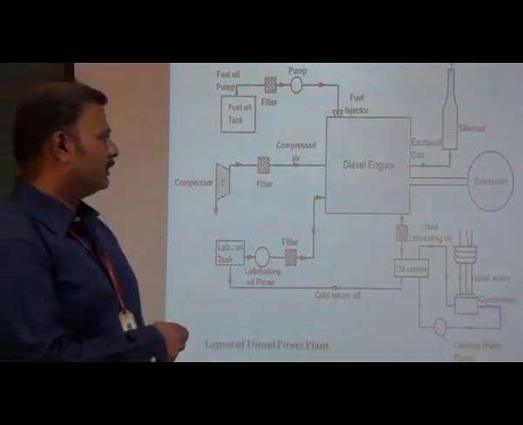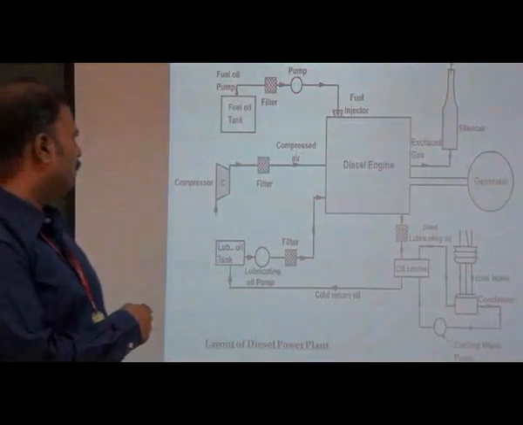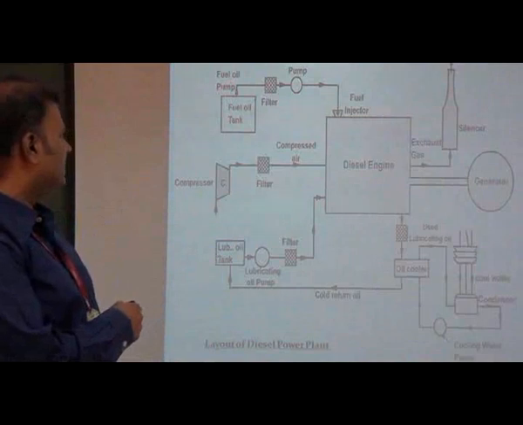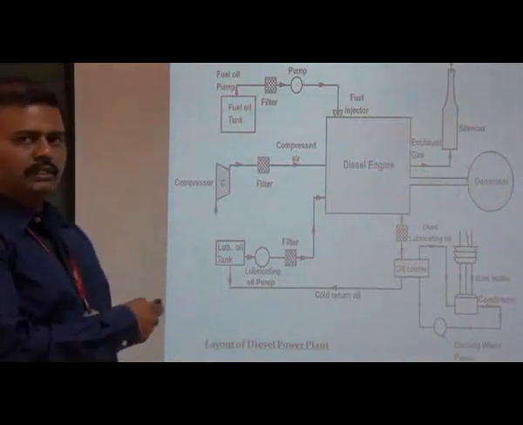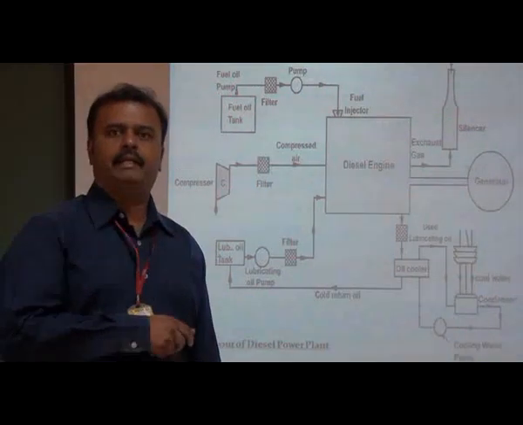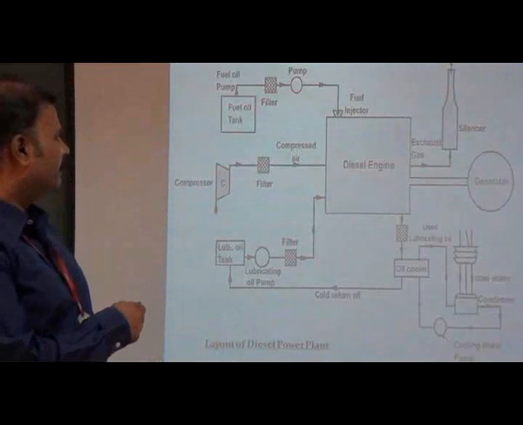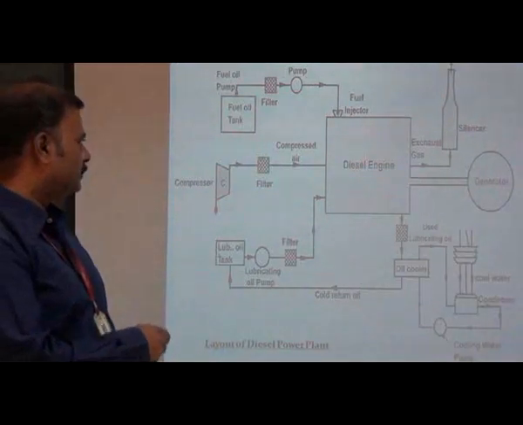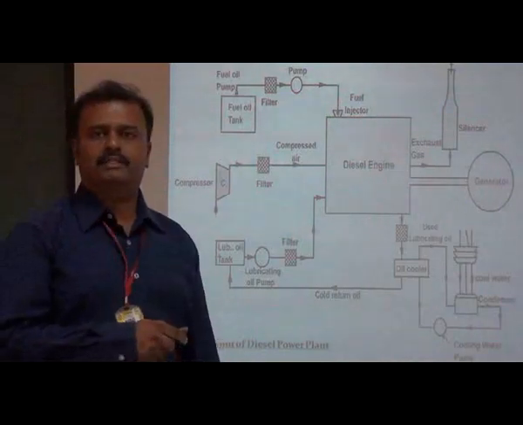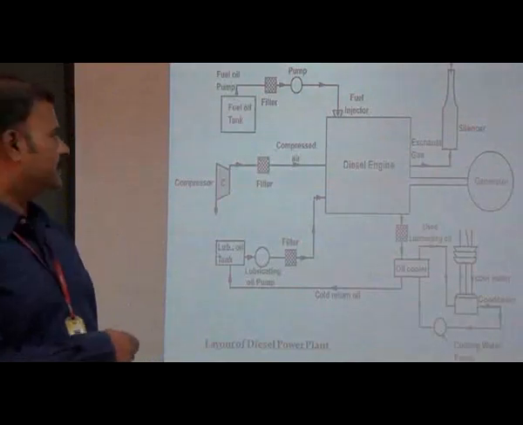What is the fuel for the diesel engine? Normally diesel is the fuel, so we want to store the fuel in the fuel oil tank. By using the fuel pump, it is pumped to the diesel engine. In between, a filter is provided. If any unwanted material is available in the diesel, it can be eliminated in the filter, and by using the pump it is passed to the diesel engine through the fuel injector. At the time of the compression stroke, the fuel is injected inside the combustion chamber. Automatically the combustion takes place.